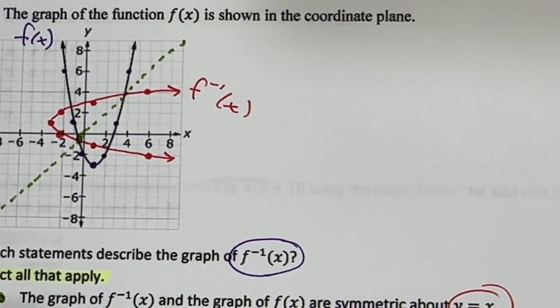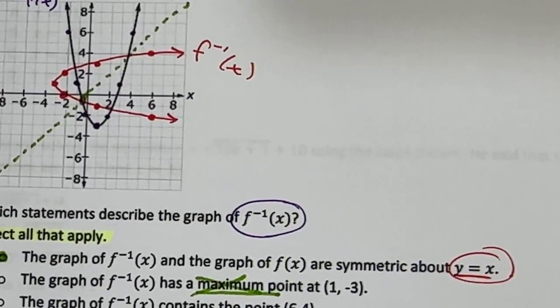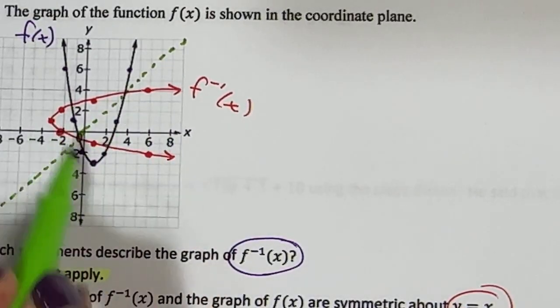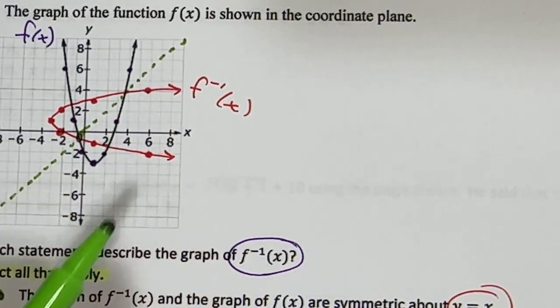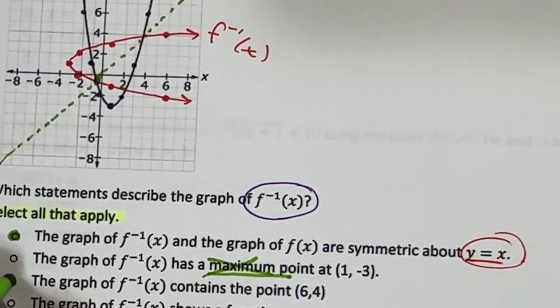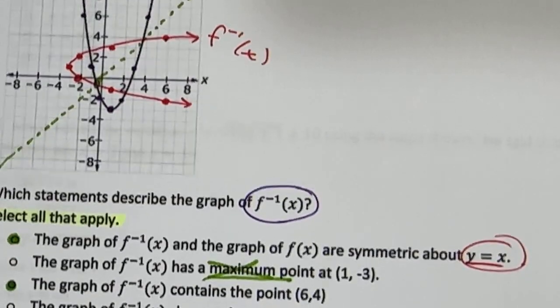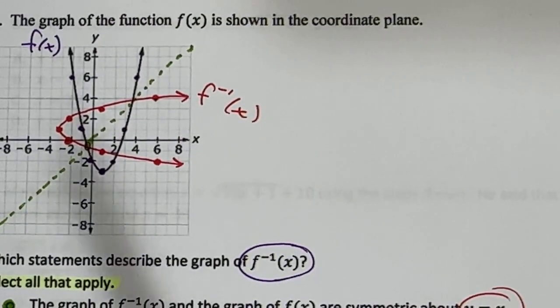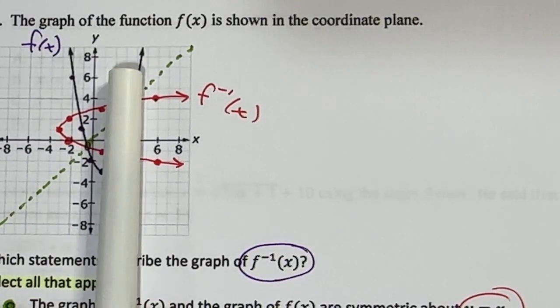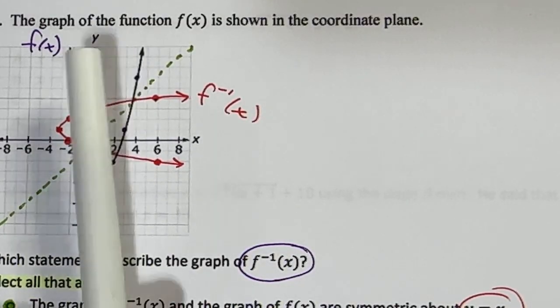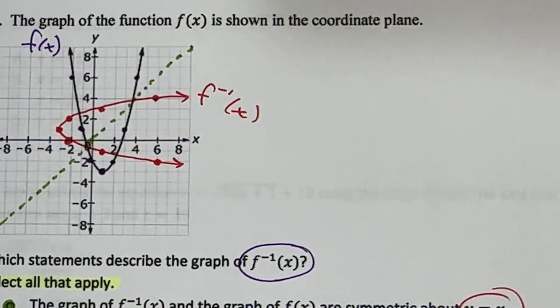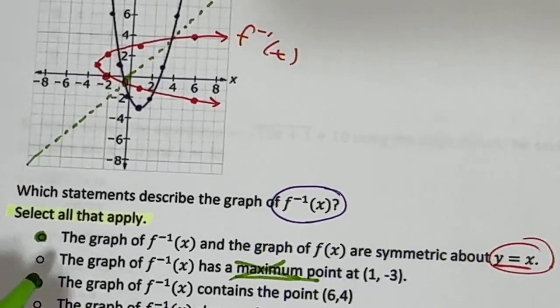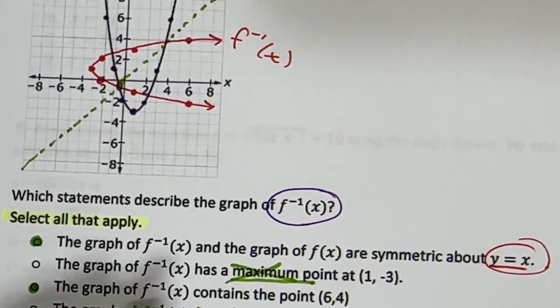So that's out. The graph of f inverse contains the point 6, 4. So let's look at the red graph. That's f inverse. 6, 4 is right there. Yeah, it does contain that point. The graph of f inverse shows a function. Well, f inverse, if I were to hold my pen over it, does not pass the vertical line test. So as itself, it is not a function. We can restrict the domain, but it does not show a function.